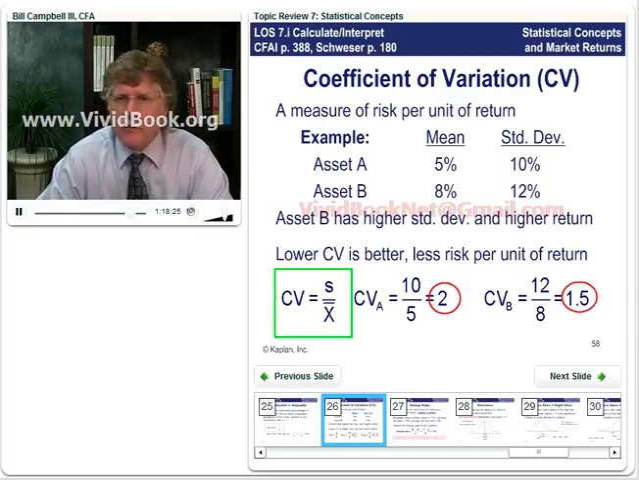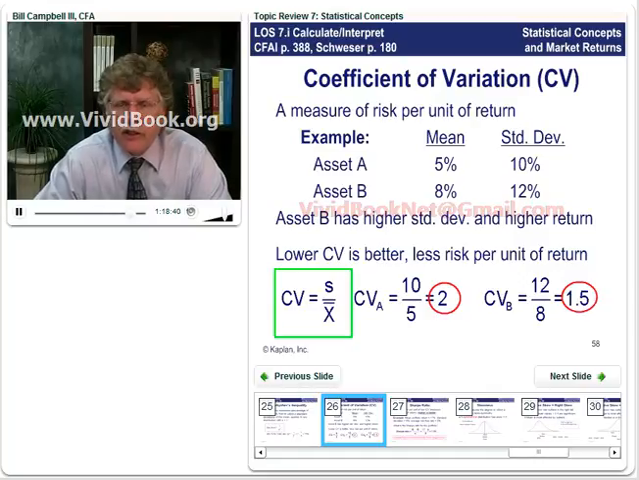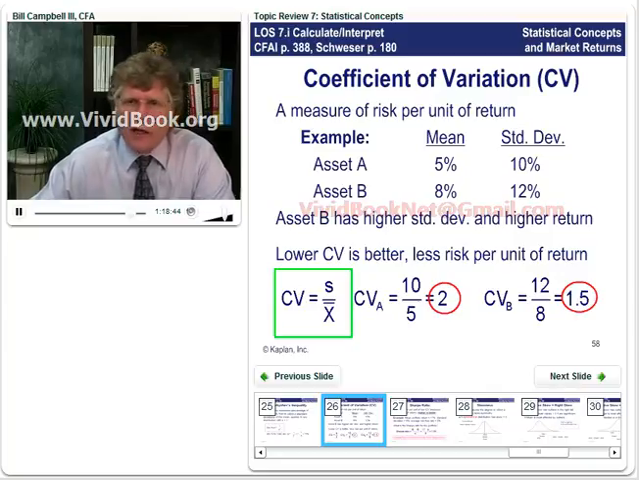Because we have the risk number on top, we would obviously prefer lower risk, so the smaller the coefficient of variation, the better. If you're comparing two investments, the smaller the coefficient of variation, the better. That's CV. Got to be able to do that calculation. Easy calculation, you just have to remember what goes where. Remember, it's standard deviation on top, mean return on the bottom.